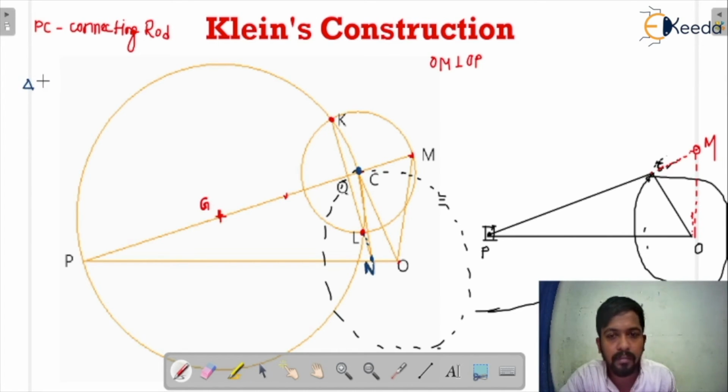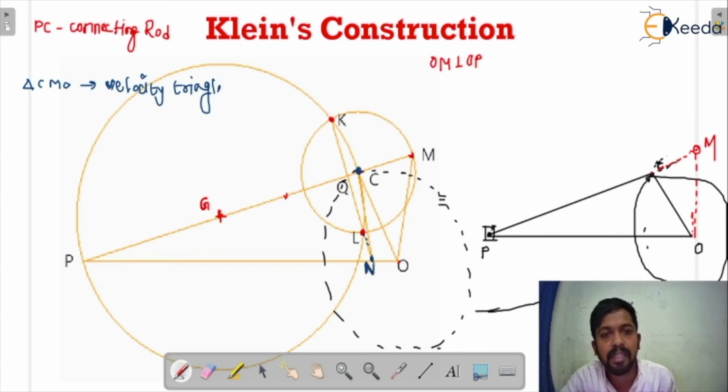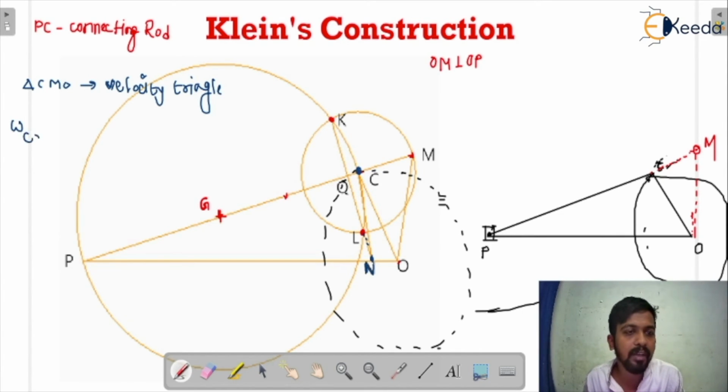triangle CMO. This triangle CMO is generally the velocity triangle. And if this is the velocity triangle, how can you find out the angular velocity? So the angular velocity of the crank you can find out.